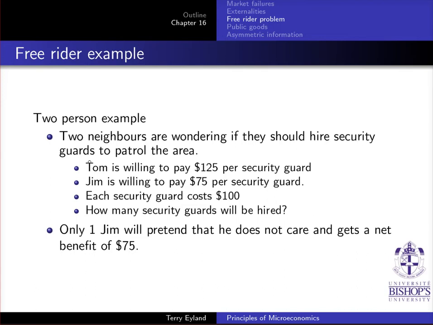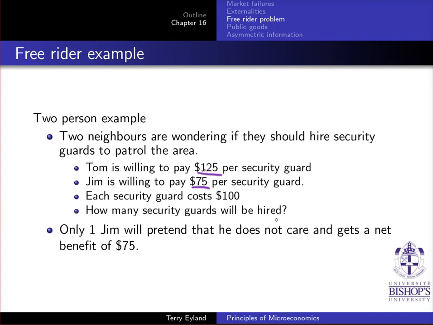Well, we might have a situation where we have Tom and Jim, the two neighbors, and their willingness to pay is not the same for both. One has a willingness to pay of $125 per security guard, the other one has $75, and each security guard costs $100. So we could think, well, maybe at this rate, they're either going to split the costs and hire one, or actually because their total willingness to pay is $200, they might hire more. Normally this willingness to pay would fall with more security guards, so this is per security guard, but you could expect that the willingness to pay for the second one is lower, and so on and so forth. But they probably want to hire at least one, maybe two.